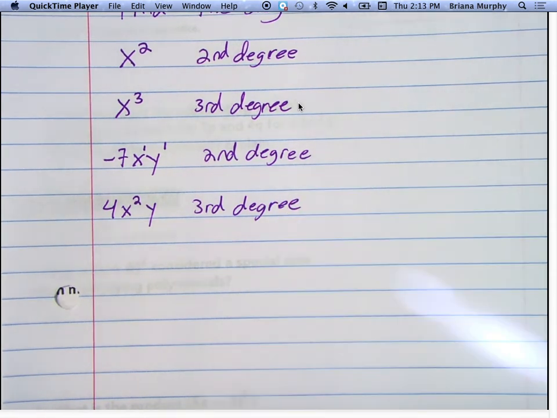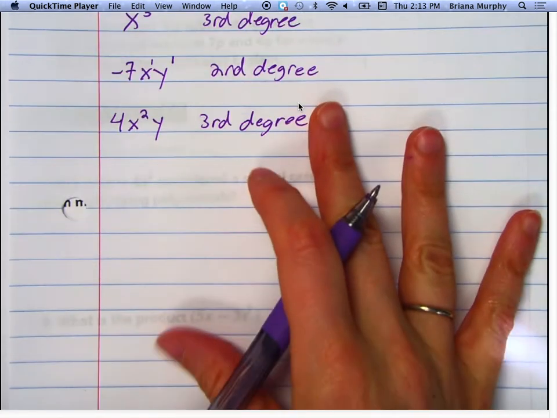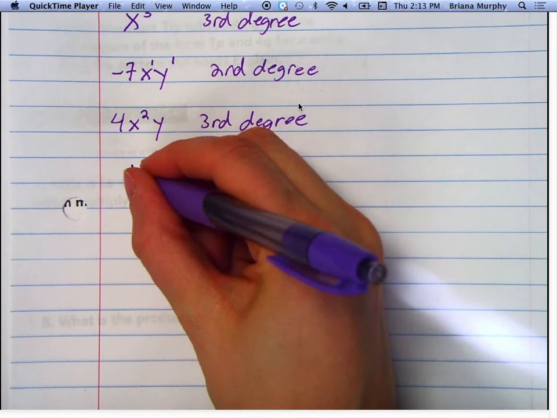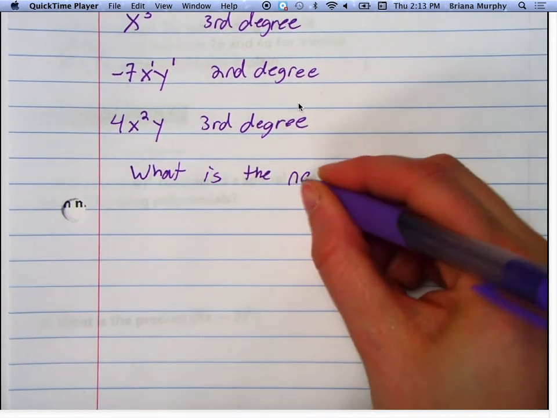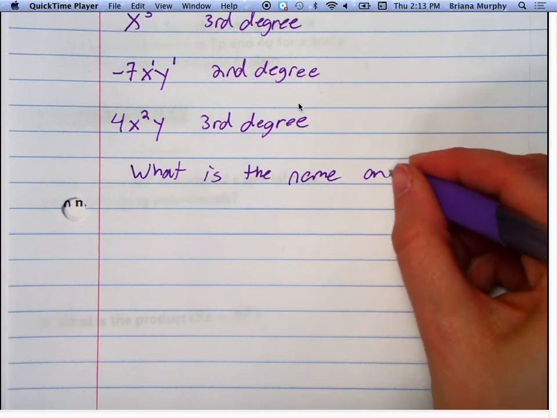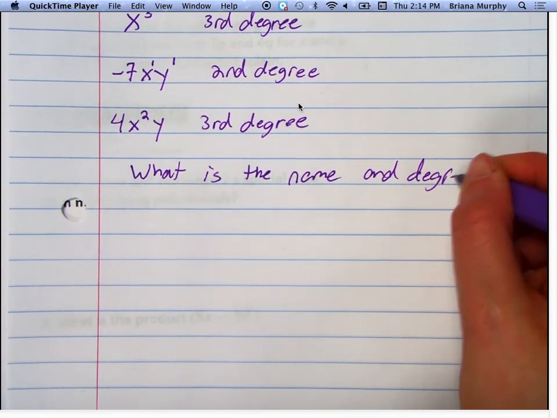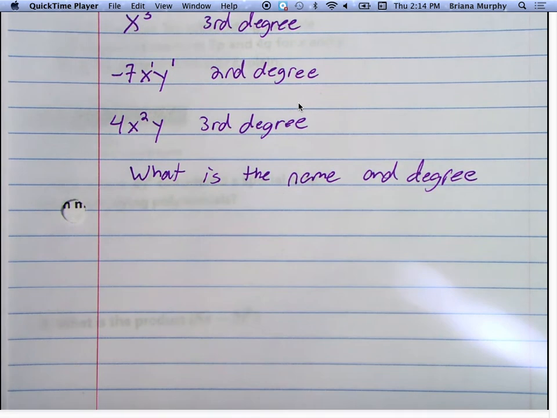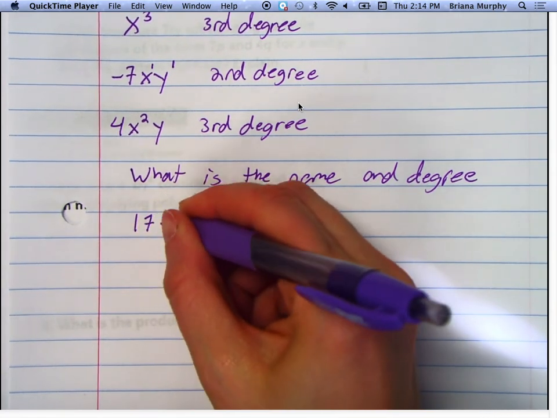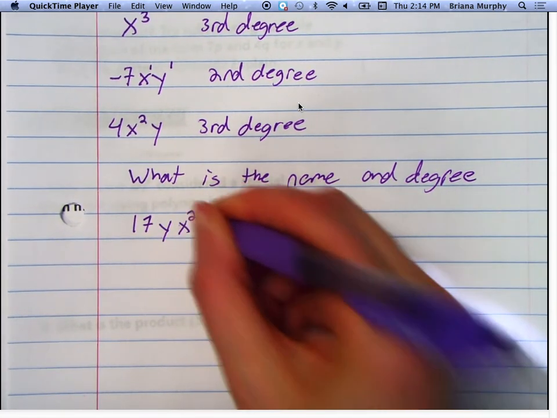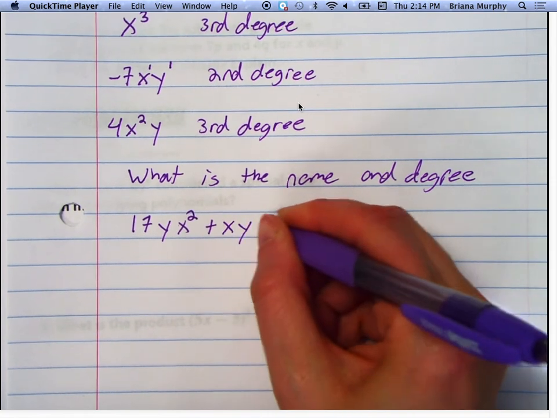Okay, now we're going to talk about some names. We're going to name it, and we're going to tell us the degree. Okay? So, what is the name? And degree. I'm just going to give you a couple different examples. We've got 17y x squared plus xy minus 5.